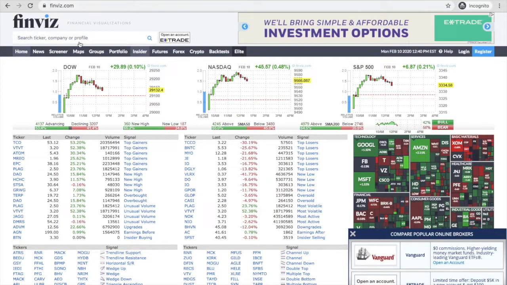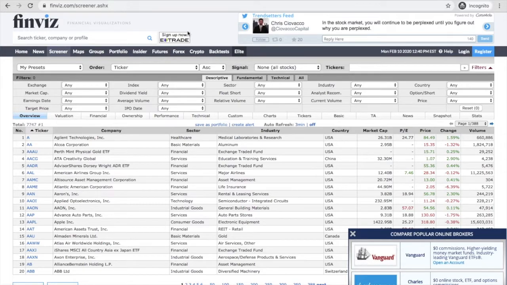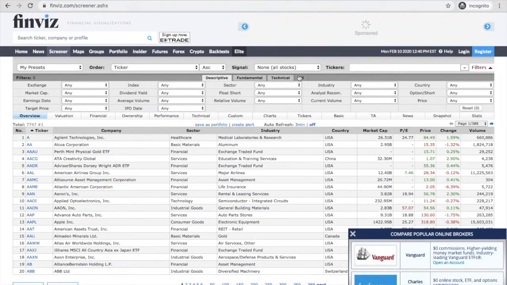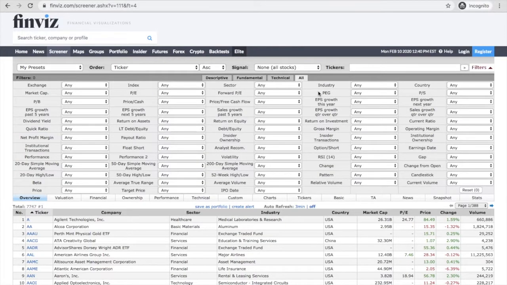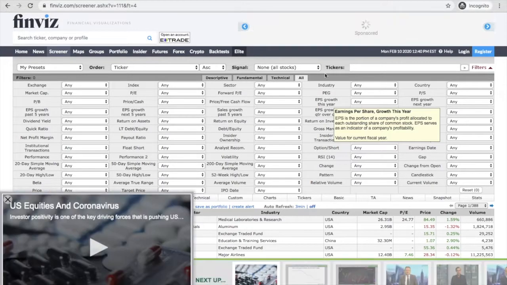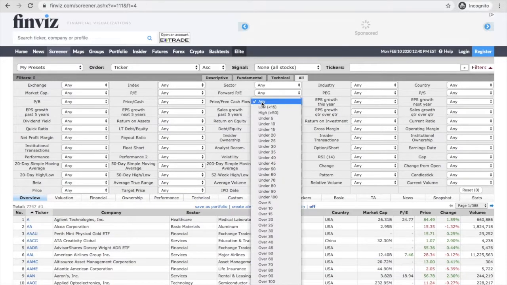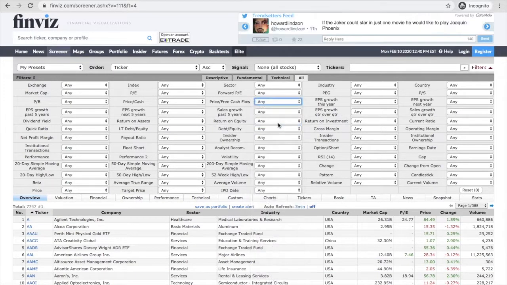I'm on finviz right now and it's one of the best screeners that I've found and I use it pretty frequently. So we go to screener right here and we can go to all. And the amount of information you can screen for is pretty great on this website. So if we want to do a classic value screener, we can do something like, let's get rid of this. You can do price to free cash flow under 10.